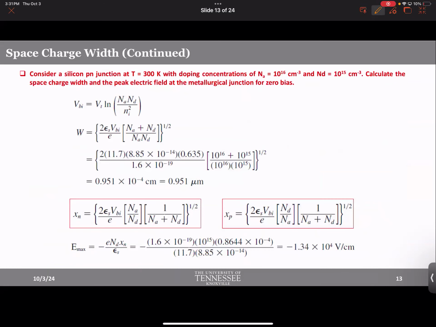Now, using that argument, let's do some quick math. Consider a silicon p-n junction. The reason we hint at silicon is because we want you to plug in numbers for silicon from the table. What is Ni for silicon? Okay, that much. At T equals 300 Kelvin, with doping concentration Na equals something, Nd equals something, calculate the space charge width and the peak electric field at the metallurgical junction. You see, we have started using more and more jargon in the math, right? So what is the peak electric field at the metallurgical junction?